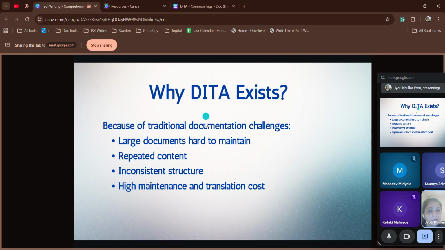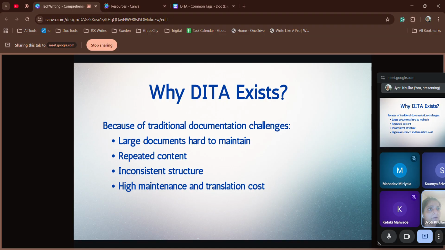Why does it exist? Because there were some challenges. Initially, documentation existed in the form of large documents which were hard to maintain. For example, even now a lot of companies still work in Word documents only. And Word documents are not easy to maintain in case of large documents.